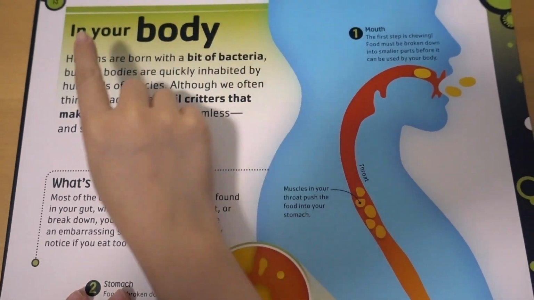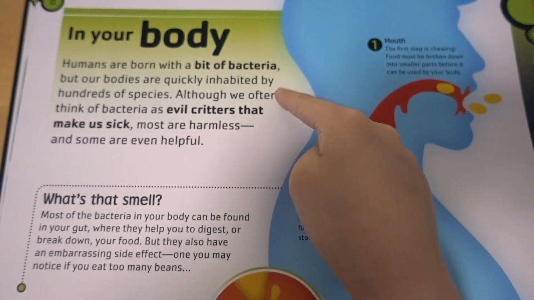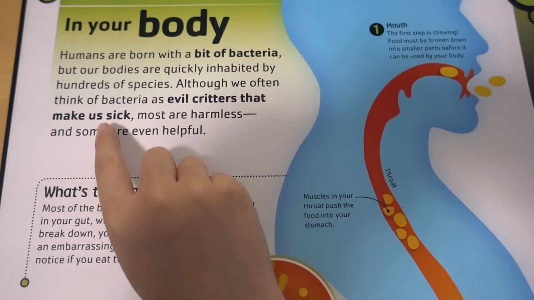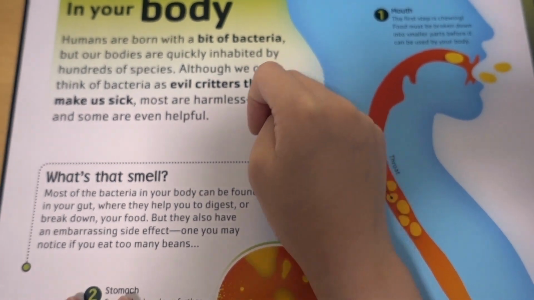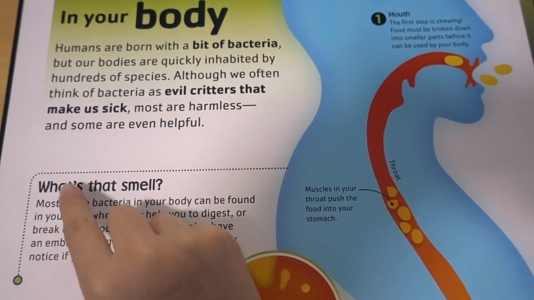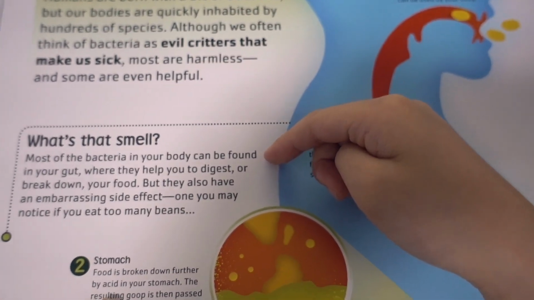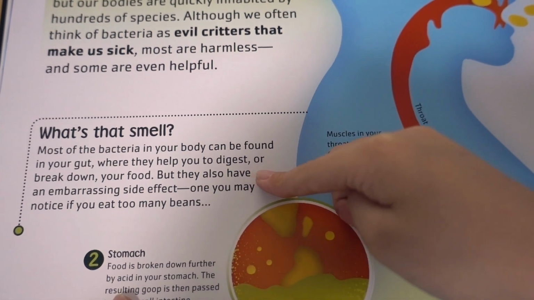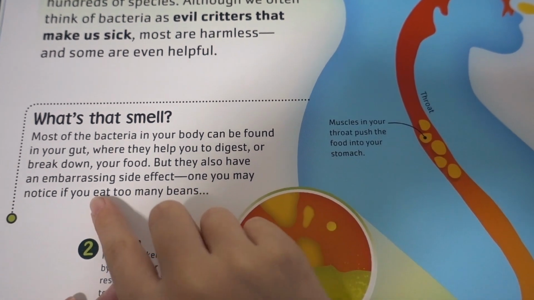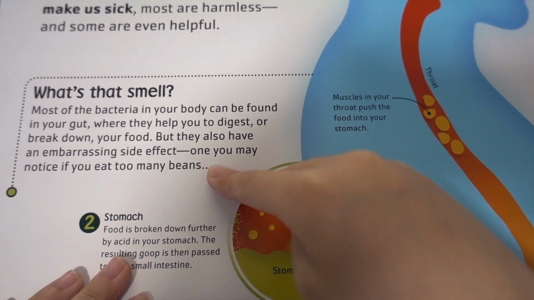In your body, humans are born with a bit of bacteria, but our bodies are quickly inhabited by hundreds of species. Although we often think of bacteria as evil creatures that make us sick, most are harmless and some are even helpful. What's that smell? Most of the bacteria in your body can be found in your gut, where they help you to digest, or break down, your food. But they also have an embarrassing side effect, one you may notice if you eat too many beans.